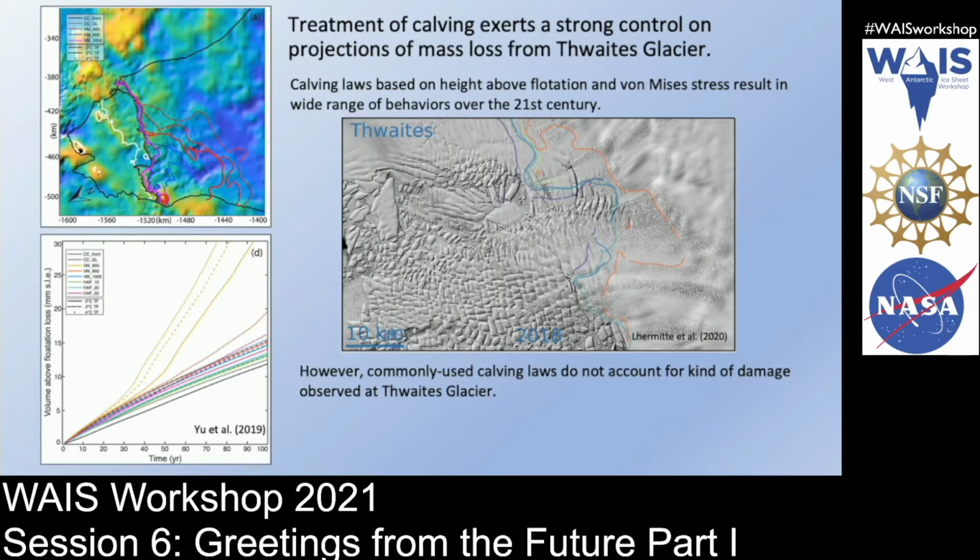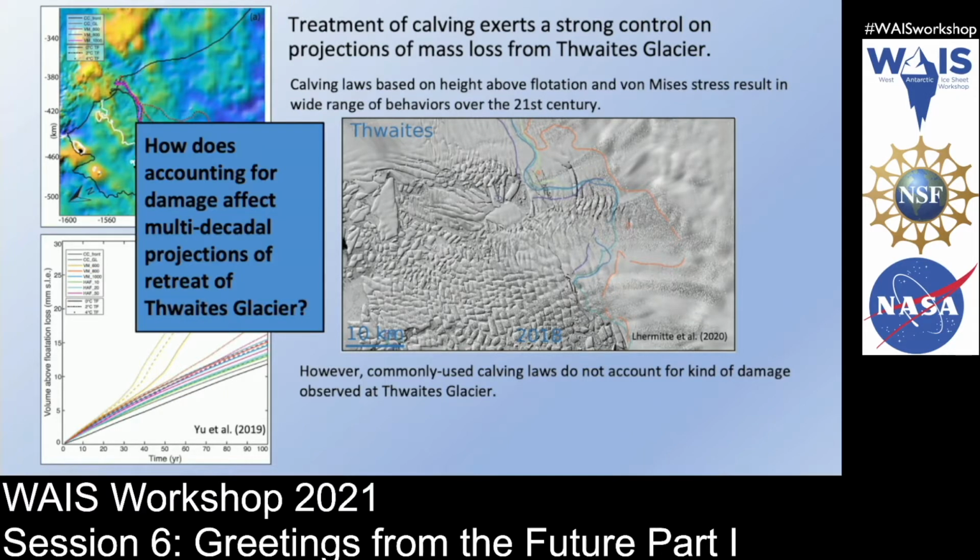Now on the right we see this satellite image of Thwaites Glacier, and this illustrates that the kind of damage we're seeing at Thwaites, with rifting occurring all the way to the grounding line and the western ice tongue at the bottom, essentially a collection of rifted blocks, is really not accounted for in commonly used calving laws. So we're asking how accounting for damage will affect multi-decadal projections of the retreat of Thwaites Glacier.